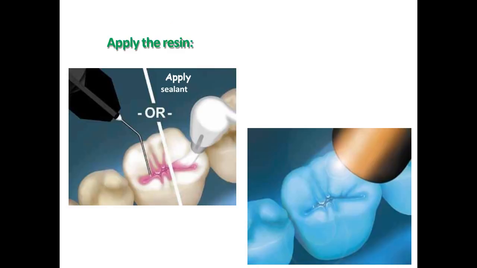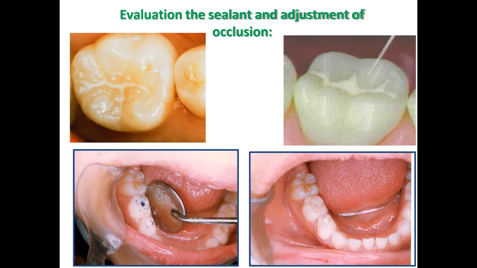Now, once it is maintained, you apply the resin onto the pits and fissures. Depending upon the position, you can place it on the mesial end or the distal end. Whatever tooth you have planned to place it on, position the patient accordingly and go with the sealant placement. Once you apply the sealant, cure it. Once you cure, you need to evaluate the sealant and adjust the occlusion.